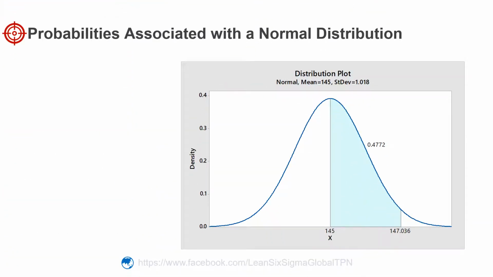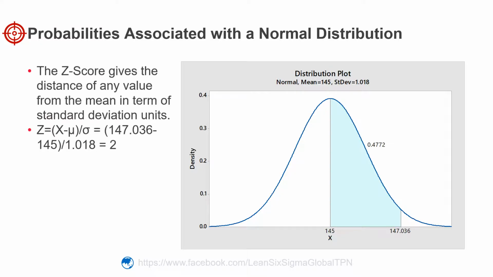Because of this property, it is useful to talk about a value from a normal distribution in terms of the number of standard deviations it is from the mean. This expression is called the z-score or z-value. The z-score gives the distance of any value from the mean in terms of standard deviation units.